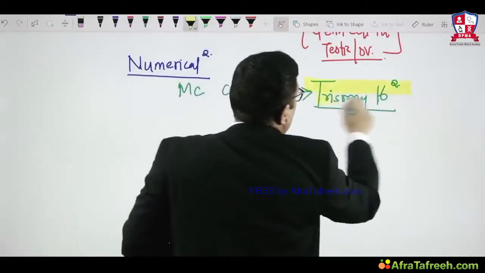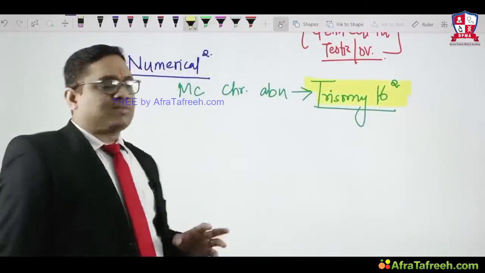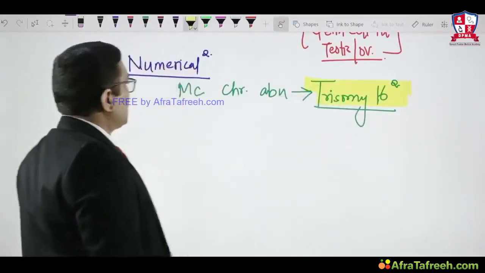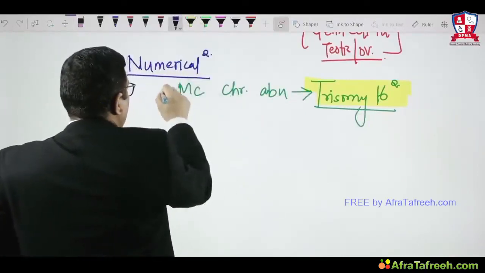It is not trisomy 21, so do not have that confusion. The most common chromosomal abnormality is trisomy 16, and mostly they will not survive; they will die in utero.